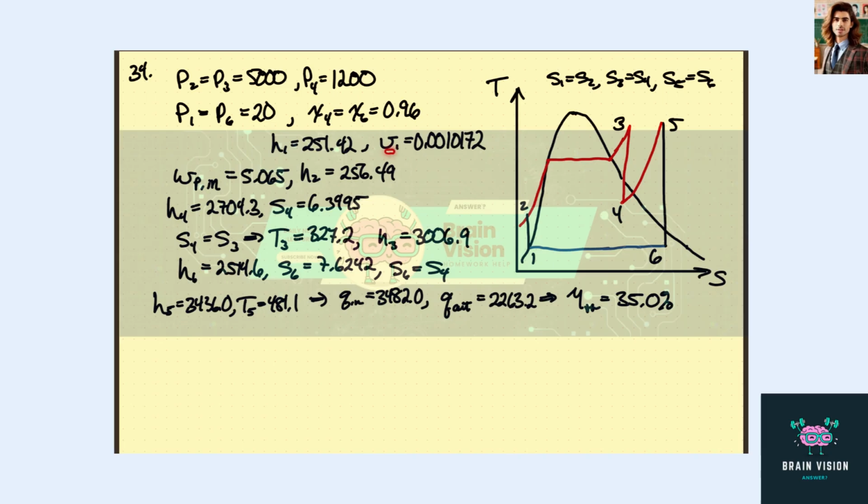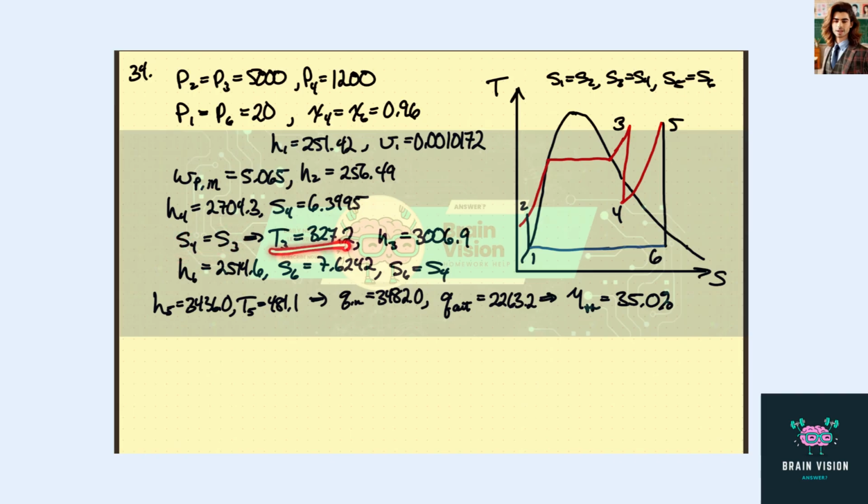Anyway, from this and the change in pressure going from 20 kilopascals to 5 megapascals, we need to put in about 5.1 kilojoules per kilogram, which then raises the enthalpy at 2 to 256.5 kilojoules per kilogram. Now at 4, we know the pressure and the quality, so we can get the enthalpy and the entropy.